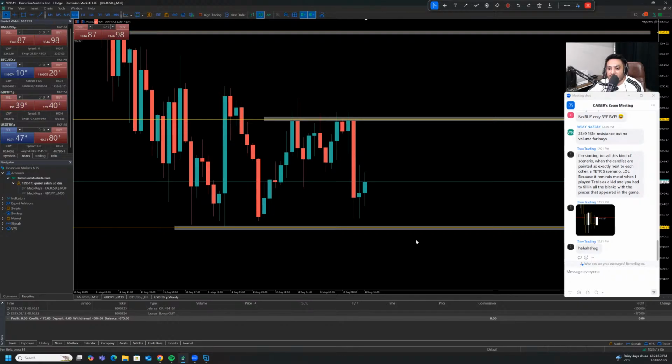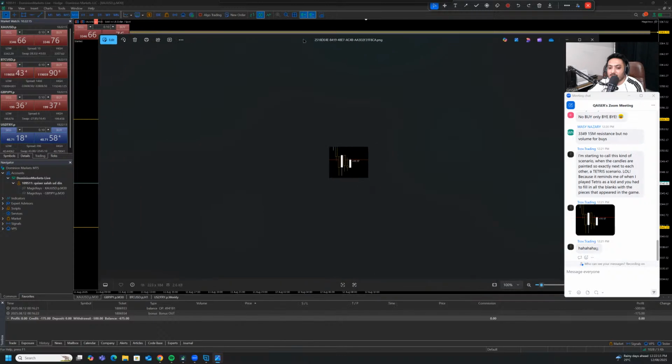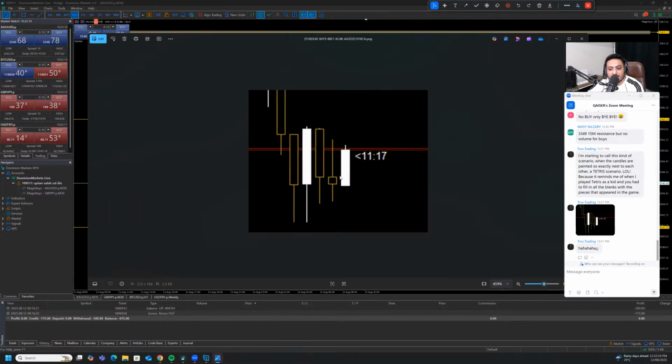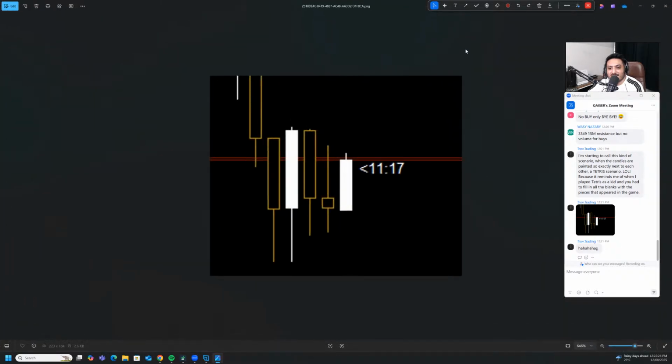That makes sense. I'm starting to call this kind of scenario, when the candles are painted exactly next to each other, the Tetris scenario, because it reminds me of when I played Tetris. What is this Tetris, buddy? As a kid, you had to fill in all the blanks with the pieces that appear. Okay, it's a game actually. So let me just see this one. What is this? True. Okay, I got your point.